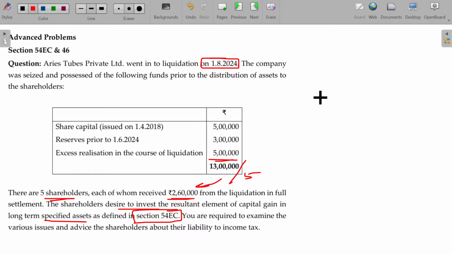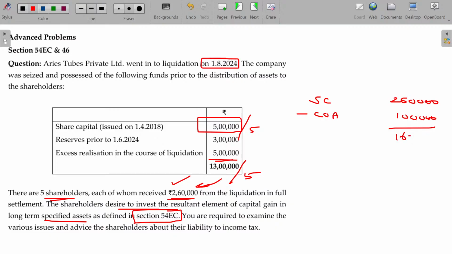What's the sale consideration? Sale consideration is nothing but the fair market value as on the date of receipt, which is 2,60,000, minus cost of acquisition. What is the cost of acquisition? If nothing is stated, we assume these shareholders purchased the shares as on the date of issue of the shares. Divided by 5, 1 lakh will be the cost of acquisition. 1,60,000 will be considered as long-term capital gain.